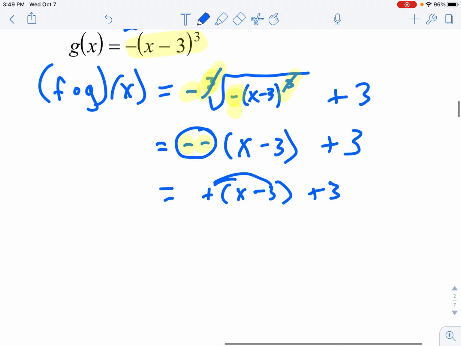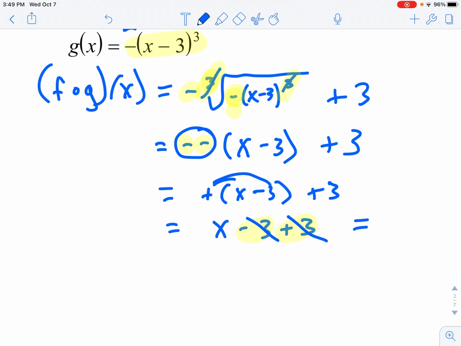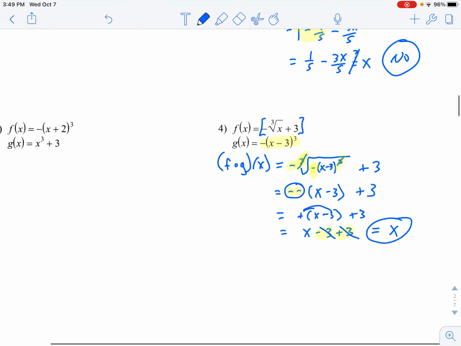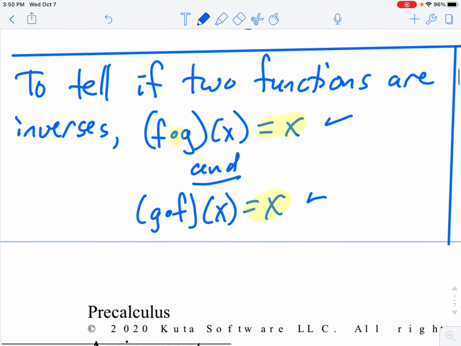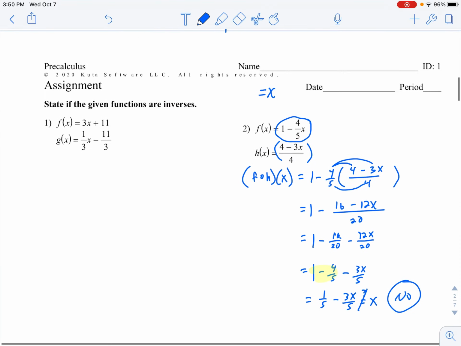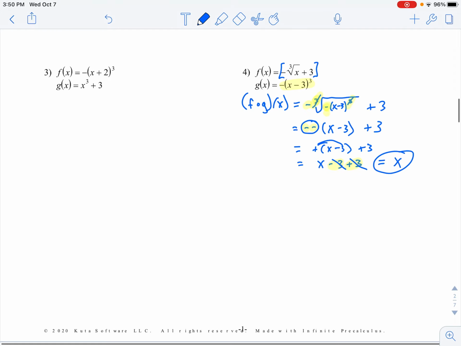Distributing a positive sign doesn't really do anything. It just gives you x minus 3 plus 3. And then minus 3 plus 3 cancels out. So this works out to equal x. So I did f of g and it simplified to equal x. Does that mean that this is a yes, that these are inverses? Not necessarily. We're halfway there. It is possible for one composition to equal x and another composition to not equal x. So we do have to do the second composition just to make sure.